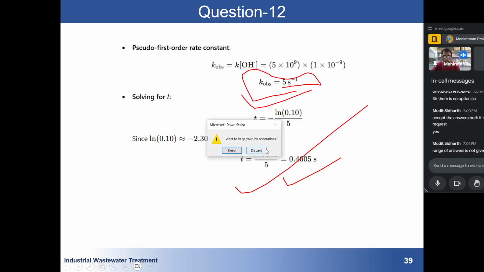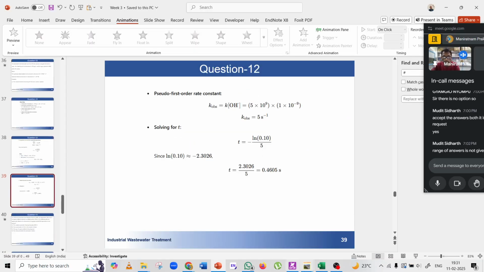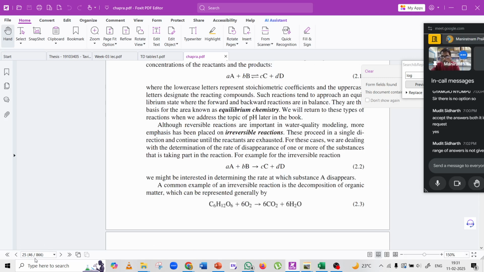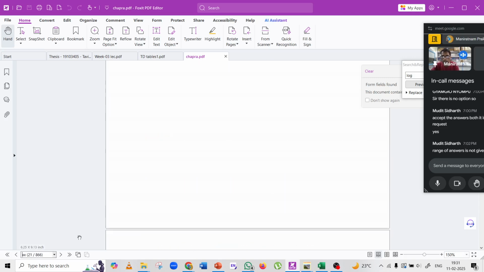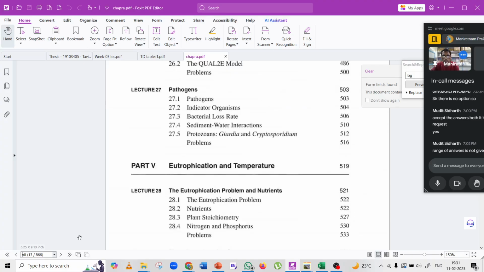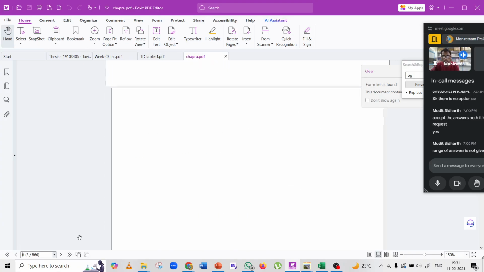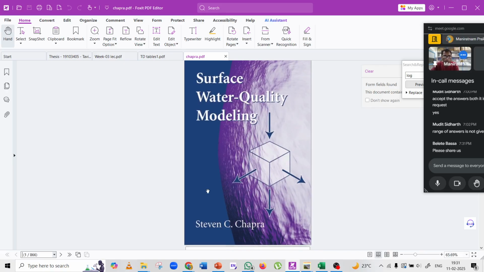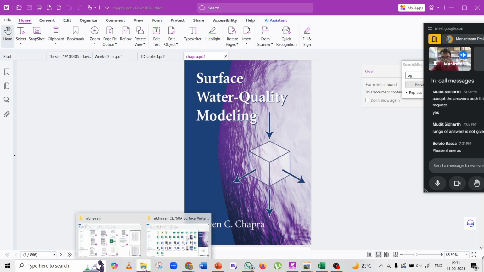If you want to read more about this order kinetics and all, then I suggest this book, Surface Water Quality Modeling by Steven C. Chapra. It is available online, just search on the internet for Surface Water Quality Modeling Steven C. Chapra. Okay, you will get this book.